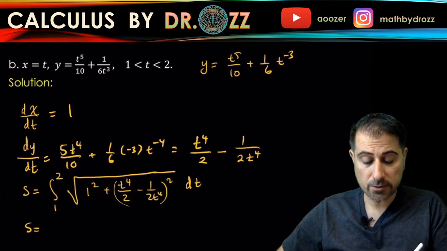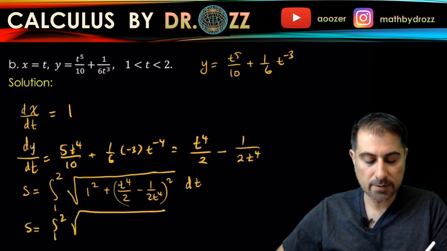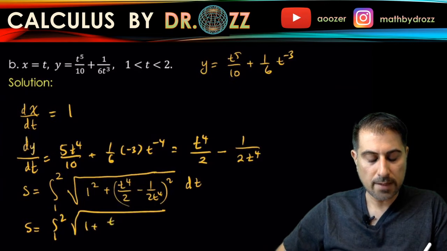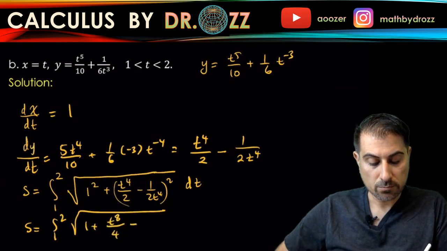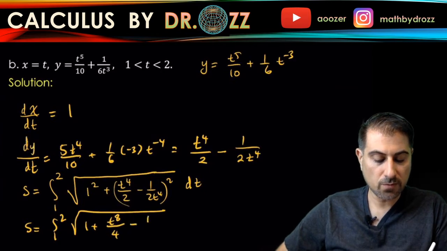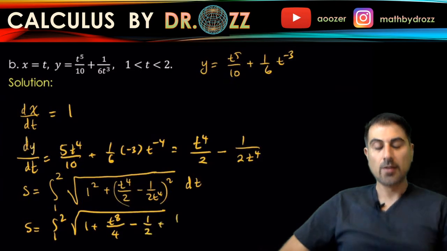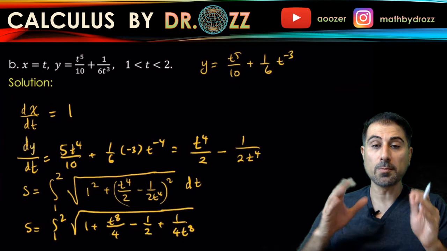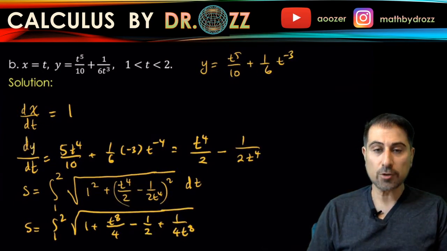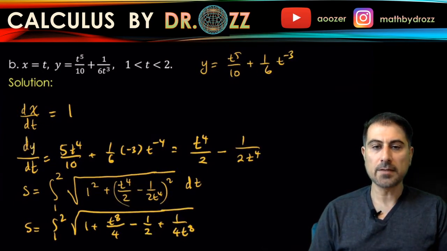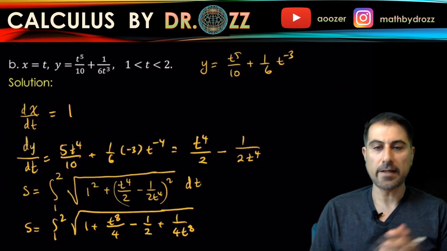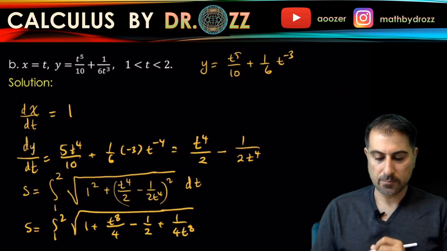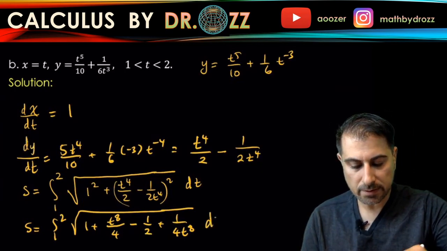All right, let's just expand inside the radical here. So you have 1 plus t to the 8th divided by 4 minus 1/2 plus 1/4 t to the 8th, because you take the square of the first term, that's t to the 8th divided by 4, and you multiply the first and the second term and then multiply by 2. When you multiply, the t to the fourths cancel, you have negative 1/4, and if you multiply it by 2, that's negative 1/2. Okay, so dt. I don't need this part, so I'm going to erase this.